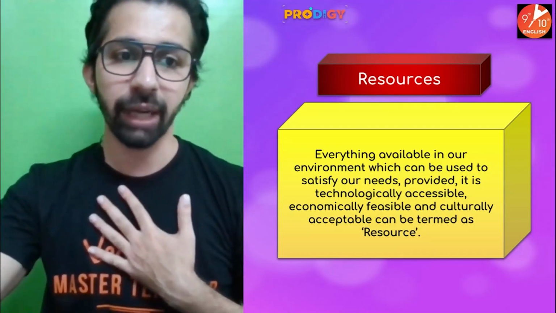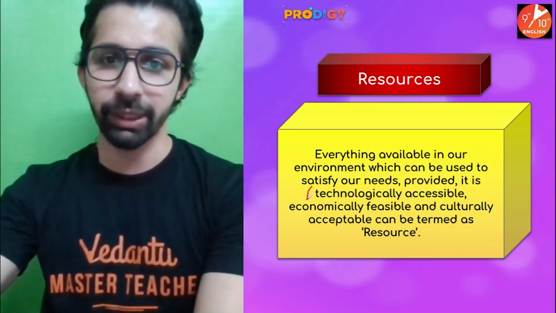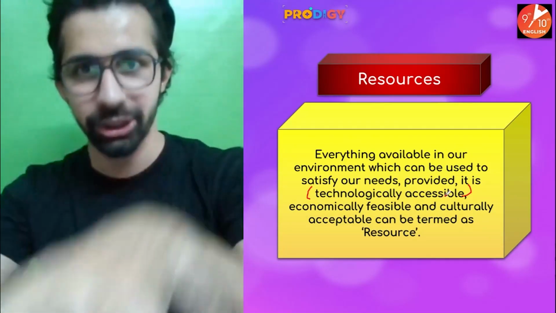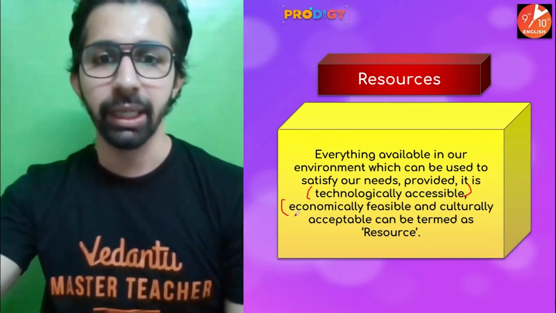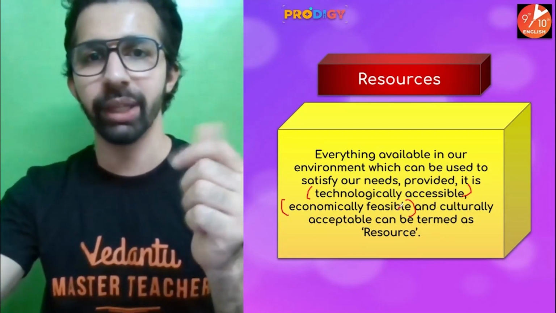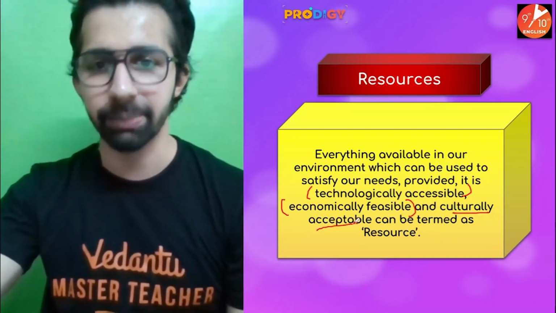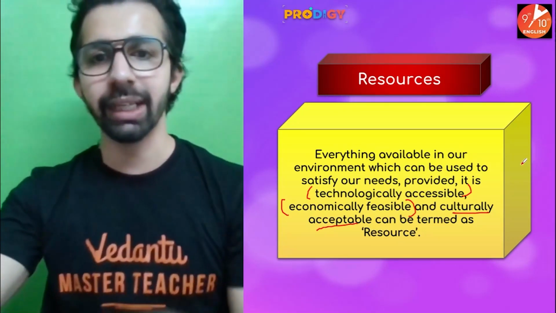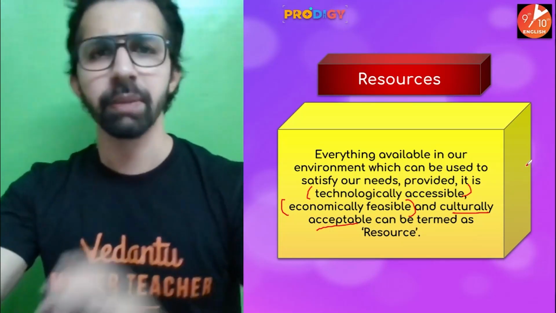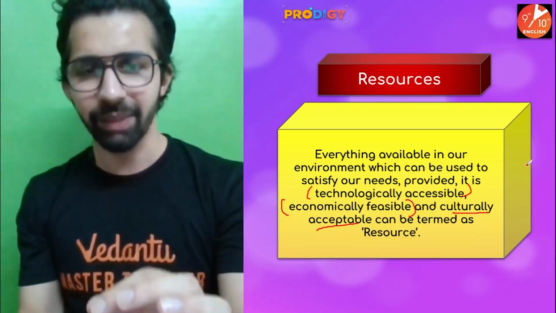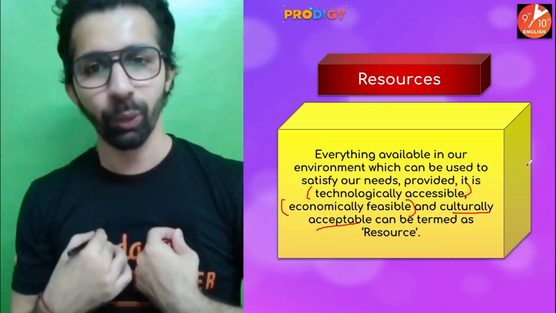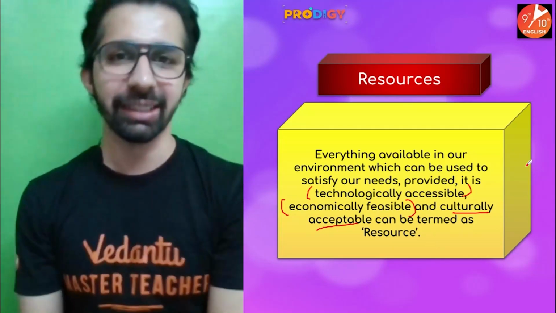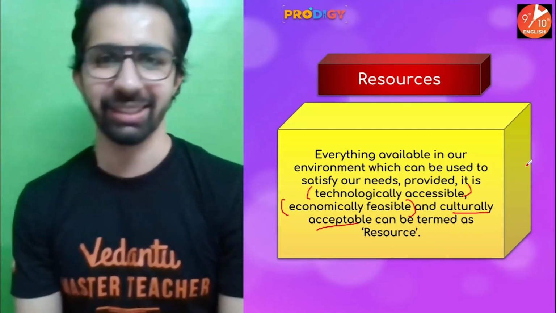Everything which is available in our environment and which is used to satisfy our needs is termed as a resource. But we have to keep 3 things in mind. The resource should be technologically accessible, means we should have the technology to use that resource, to extract that resource. Second, it should be economically feasible, it should be affordable, and it should be culturally acceptable. It should be acceptable by the people living in the society. Then only we can term any substance as a resource.